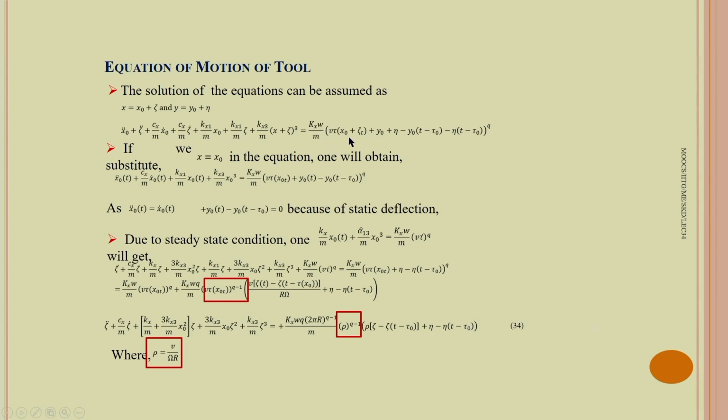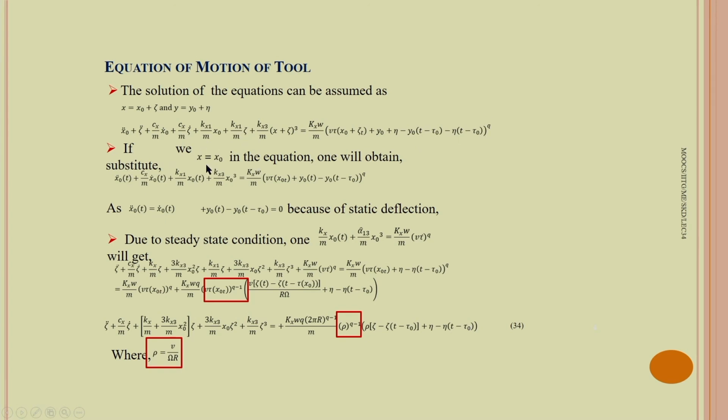v tau into (x0 plus zeta plus y0 plus eta minus y0 minus eta into t minus tau 0) to the power q. So, this q is actually a number depending on the conditions of the cutting operations. Experimentally this number can be determined. For different materials and cutting conditions, q will be different. In the numerical analysis we will see what value of q is taken in this case.